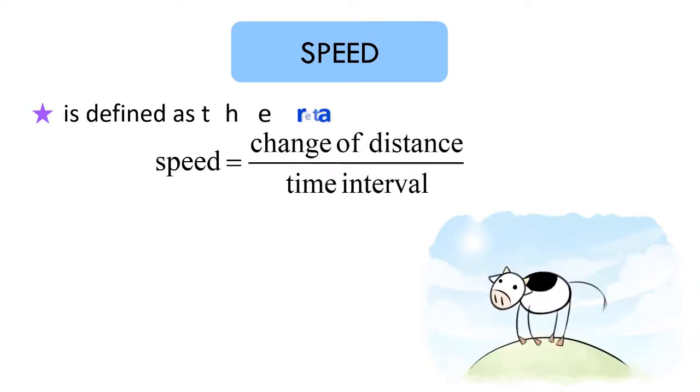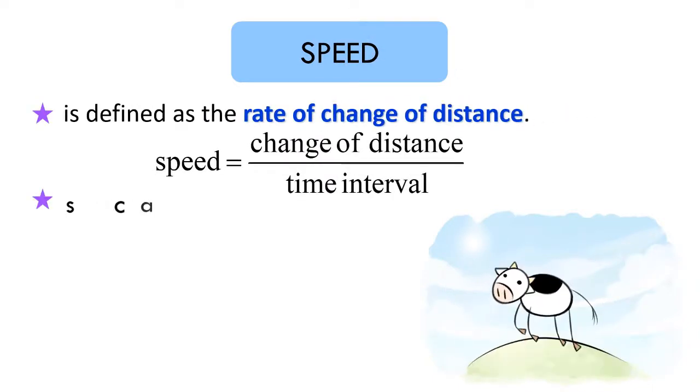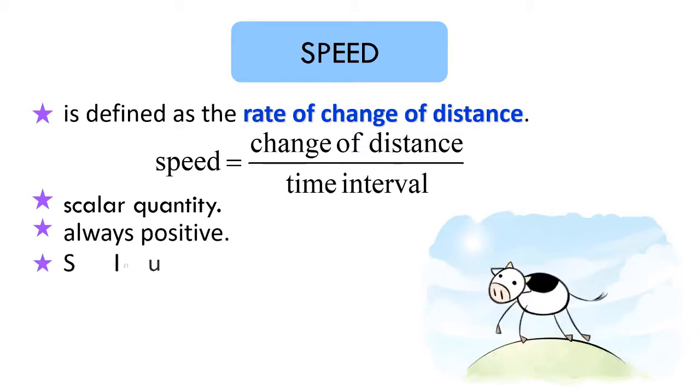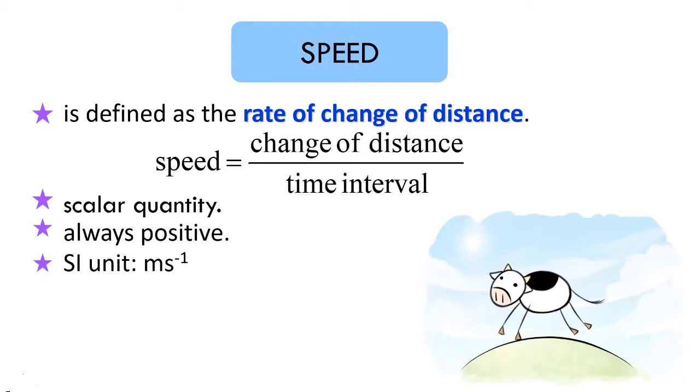Speed. Speed of an object states how fast the object is moving. Speed is defined as the rate of change in position of the object when it is in motion. It is a scalar quantity. Speed is the change of distance over time interval. The SI unit is meter per second.